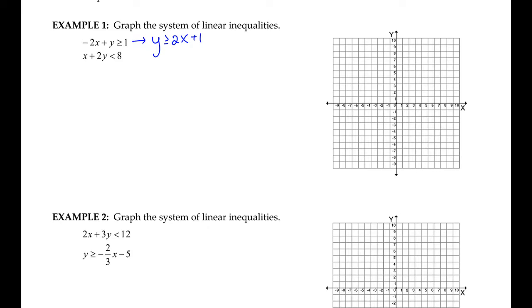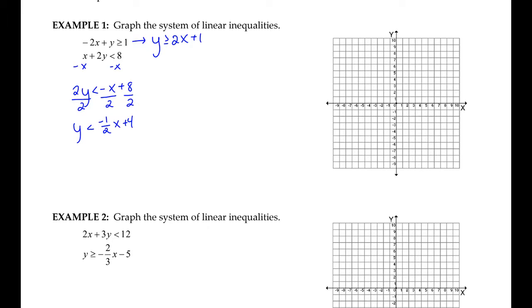The second one I'm going to subtract x from both sides to get 2y is less than negative x plus 8. Then I'm going to divide everything by 2 to get y is less than negative 1/2 x plus 4. And I need to graph each on my grid.